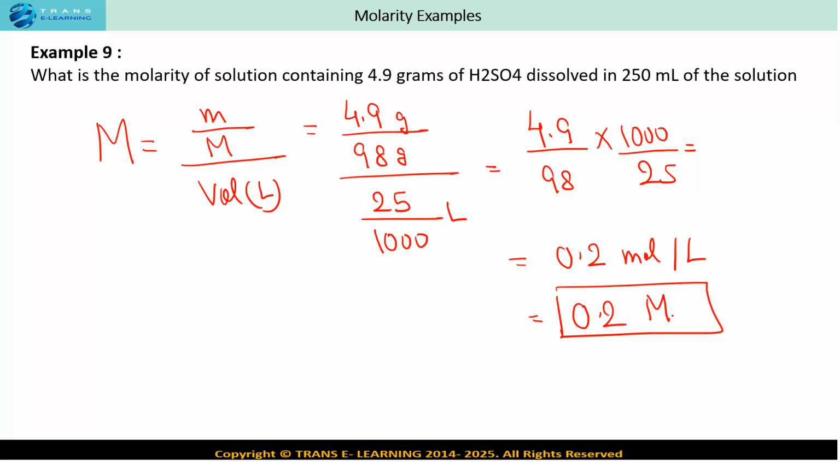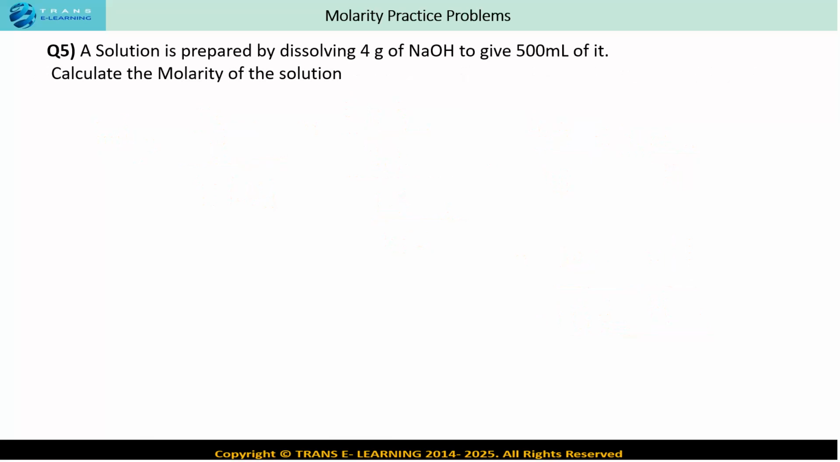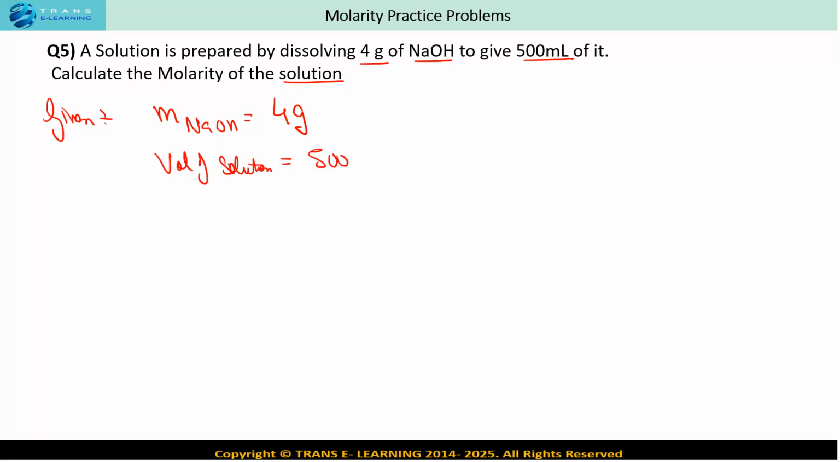Now let us do one more question on the molarity. A solution is prepared by dissolving 4 grams of NaOH to give 500 ml of it. Calculate the molarity of the solution. In this case, what is given to us? The mass of NaOH is 4 grams, and the volume of the solution is given as 500 ml, and we have to find the molarity, right? The molarity is equal to number of moles upon the volume of solution in liters. We have to first of all calculate the number of moles.